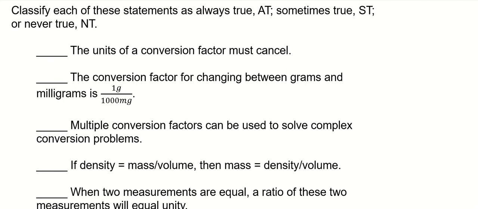True and false. You're going to choose between always true, sometimes true, or never true. Let's take a look at the first one. Units of a conversion factor must cancel out. It doesn't have to cancel out.